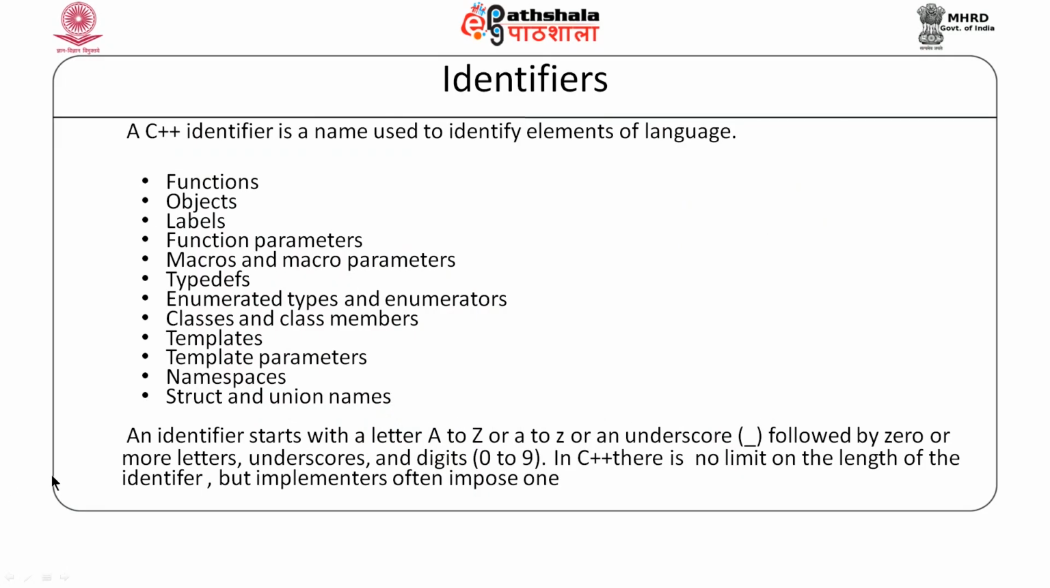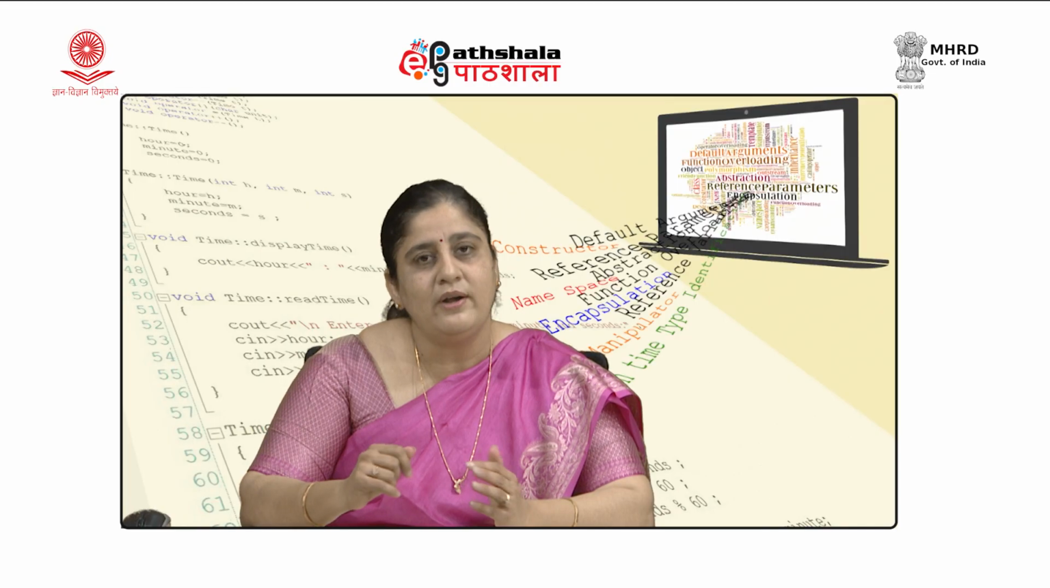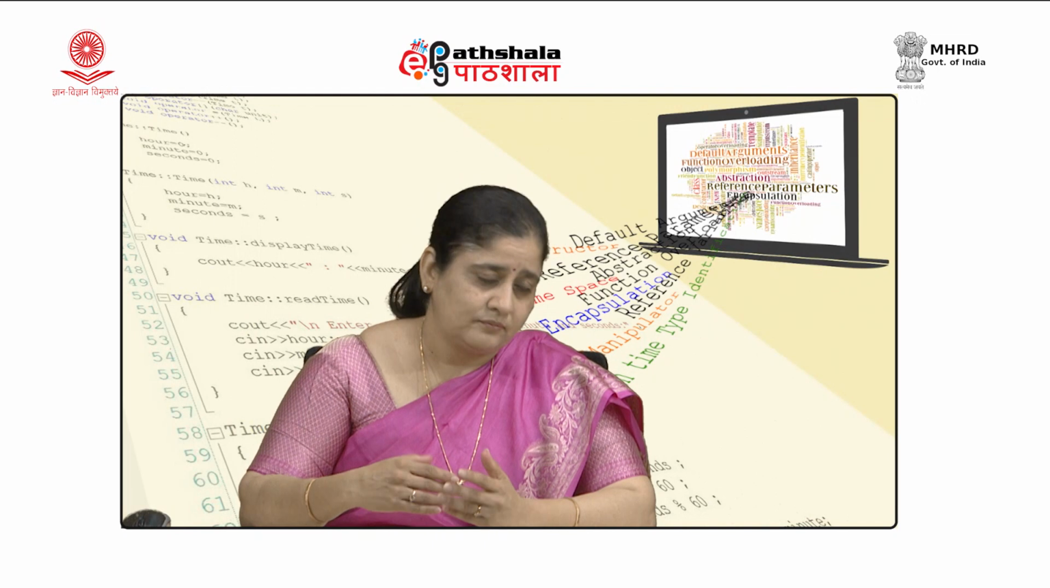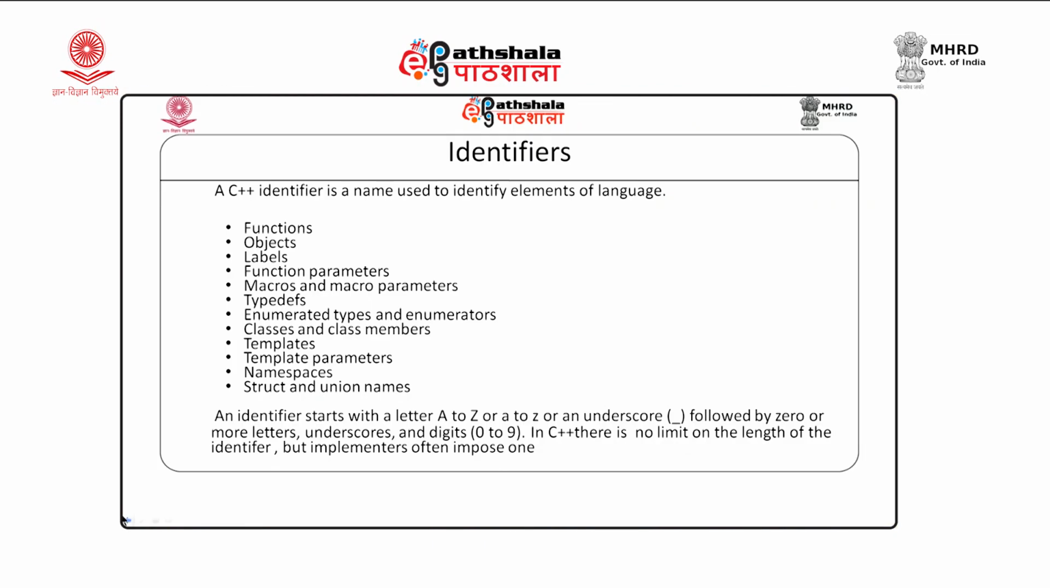The rule is that the first character in the identifier has to be either a letter, which is either capital A to Z or small a to z, or underscore. So, the first letter has to be one of these, that is capital alphabets A to Z or small alphabets a to z or underscore. That can be followed by any number of characters which may include again these alphabets, digits 0 to 9 and underscore.